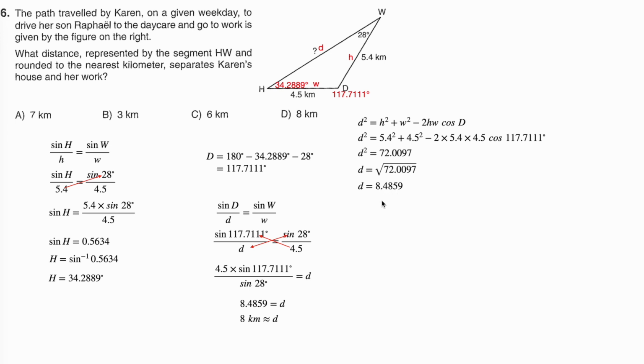Rounded to the nearest whole number of kilometers, D is approximately 8 kilometers, which is choice D. And that's it for question number 6.